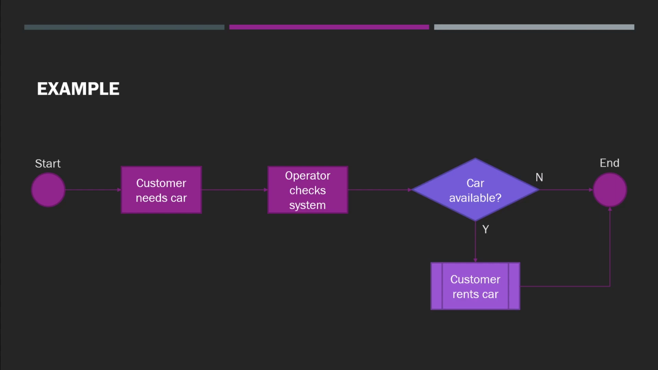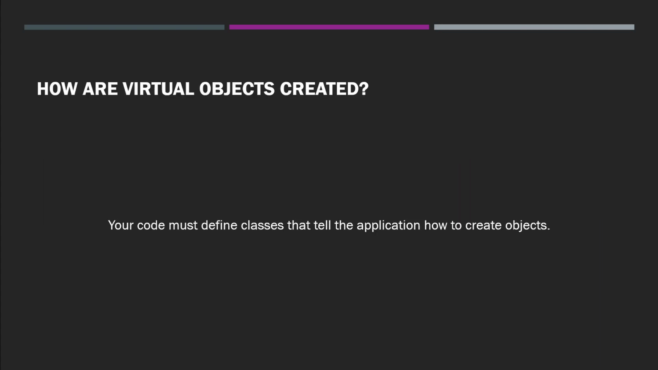When a customer needs to rent a car, the operator will check the system to see if there's anything available. The virtual objects that exist in the application contain information that informs the user about availability and rates, for example, so that they can rent those cars out to their clients. So the real question is, how do you create virtual cars inside the system? And the answer is, your program needs to define classes so that the application knows how to create them. That is exactly what classes do. They're blueprints that teach the system how to create virtual objects.